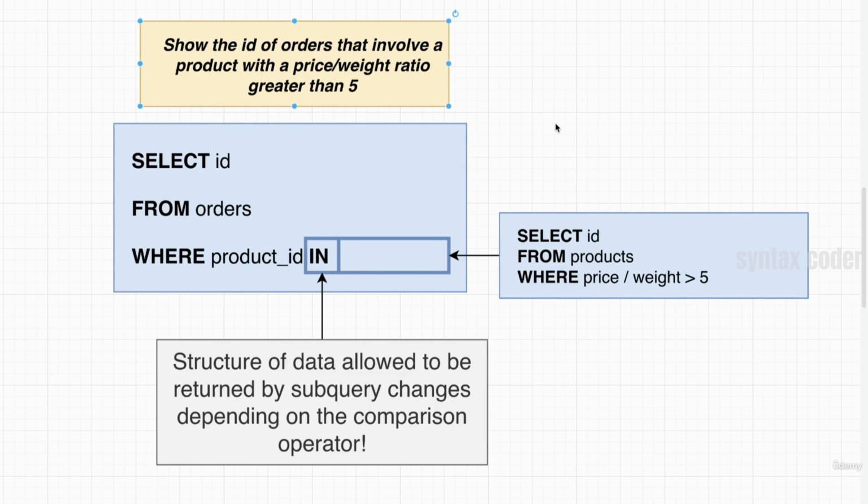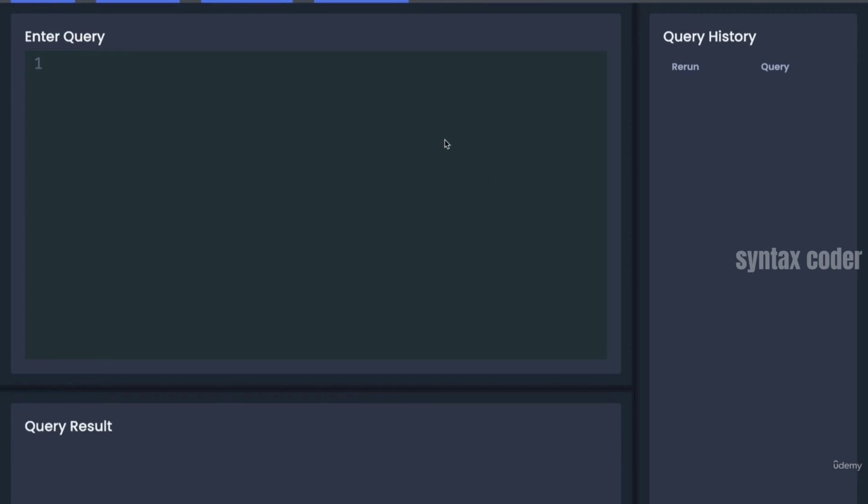Okay, so back to the problem at hand. If we're going to solve this using a subquery, the first thing we might want to do is try to list out all the different products with a price to weight ratio greater than 5. And this subquery right here would do it. Let's run just that subquery by itself really quickly and verify that.